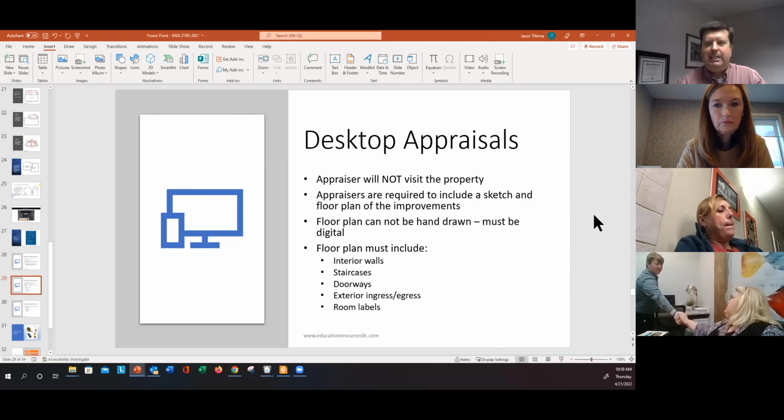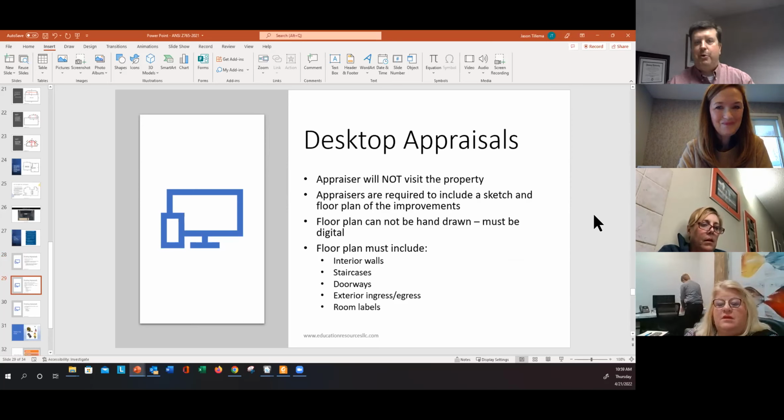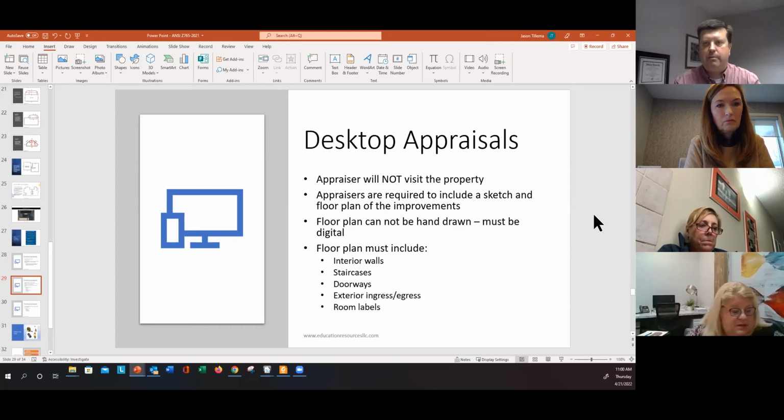Again, the appraiser is not going to visit the property. However, the appraiser is required to put a sketch and a floor plan of the improvements in the appraisal report. How do we get a floor plan? It's important to note there's a difference between a floor plan and a sketch. A sketch is just going to give you that exterior perimeter with the dimensions. A floor plan, as far as the requirements from Fannie Mae, they require interior walls, where the staircases are, where the doorways are, where the exterior ingress and egress is, and then you have to label each room.